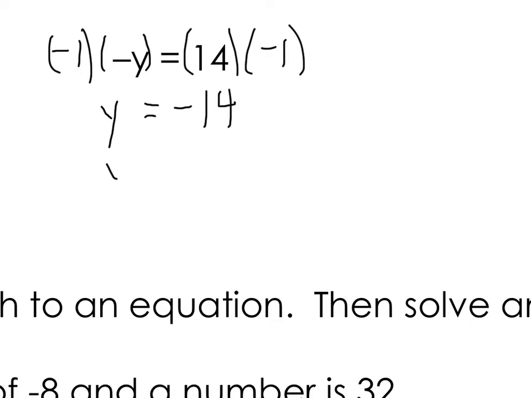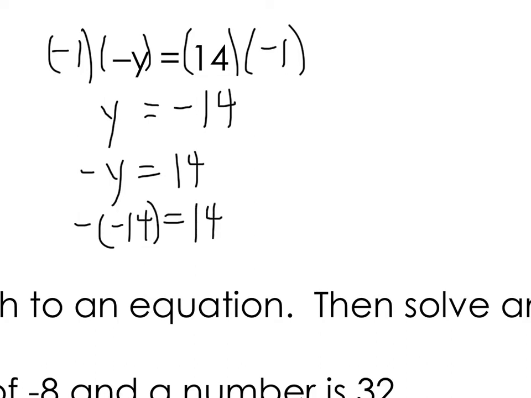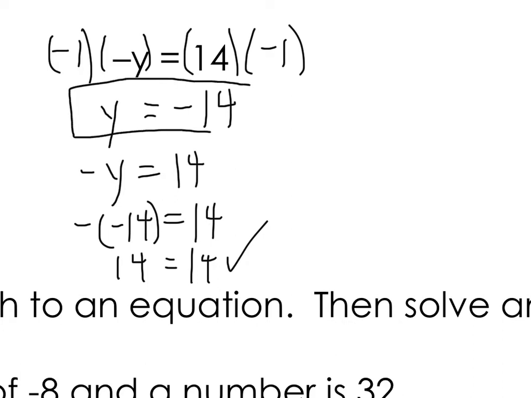Now think about the original equation, which was negative y equals 14. And if you substitute negative 14 into this equation, you get negative negative 14 equals 14. That gives you a positive 14 equals 14. It checks. It makes a true statement. So our solution is, in fact, y equals negative 14.